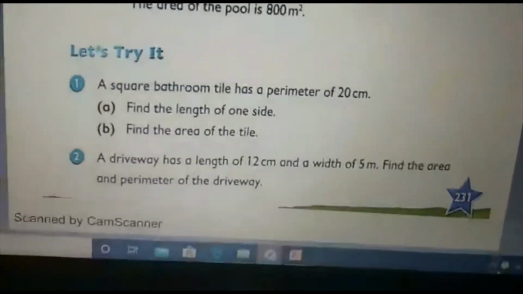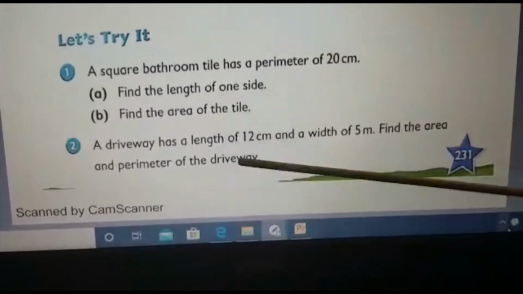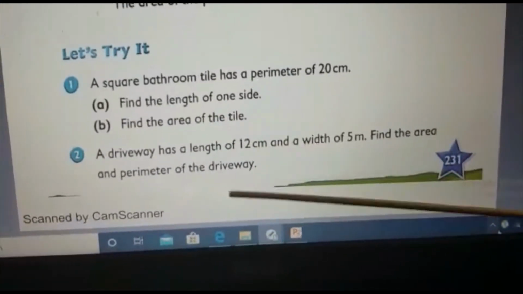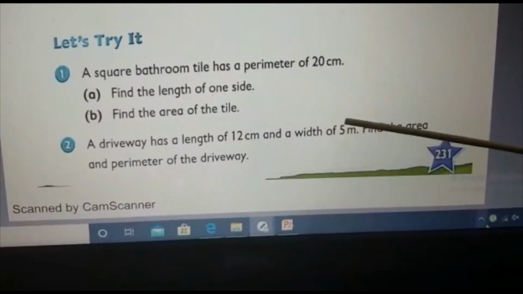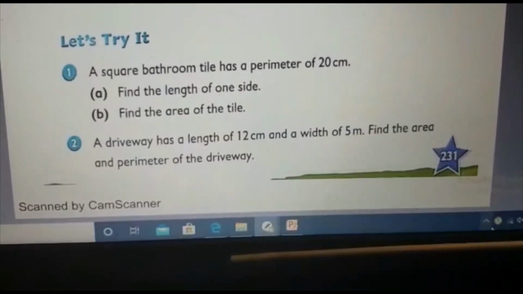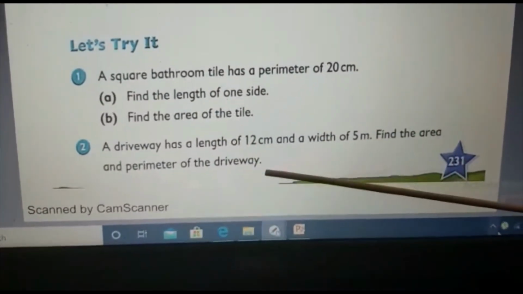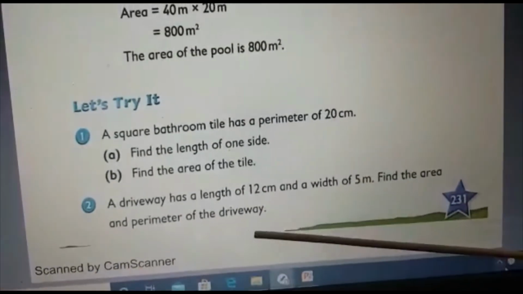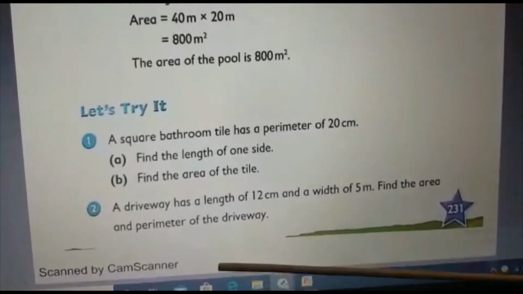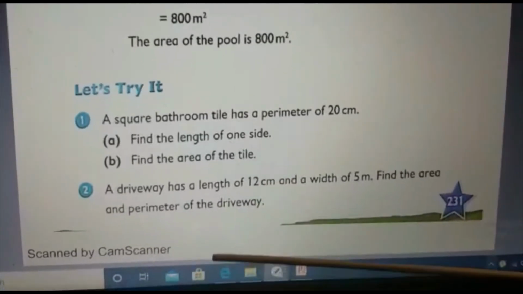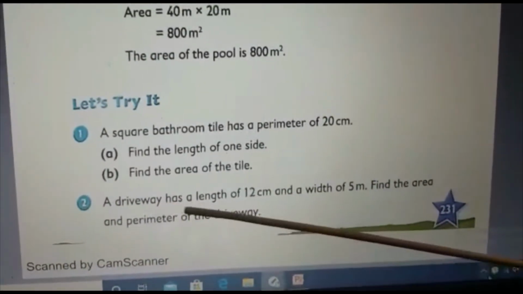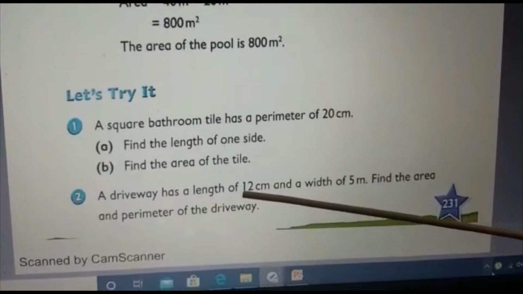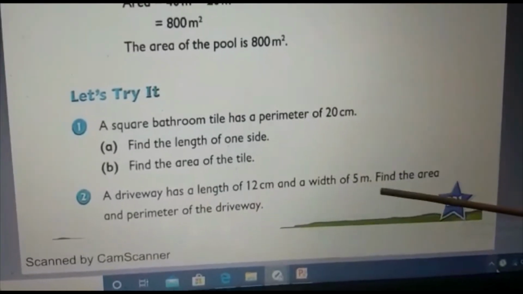Okay. So coming to question number 2. What's the question? A driveway has a length of 12 centimeter and a width of 5 meter. Find the area and perimeter of the driveway. So read the question again. Can you see any twist inside this? Or anything hidden here? Is it a direct question? Check that once more. A driveway has a length of 12 centimeter and a width of 5 meters.